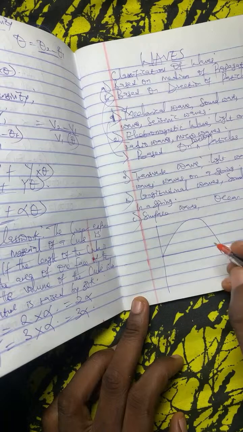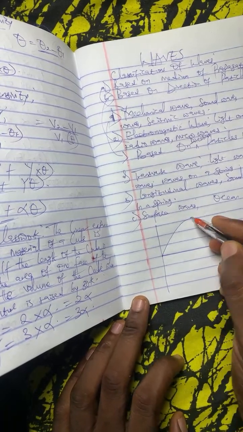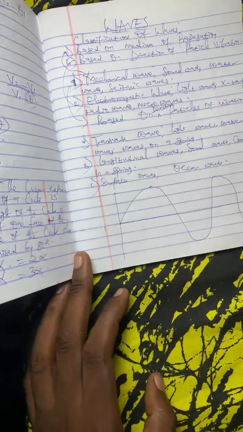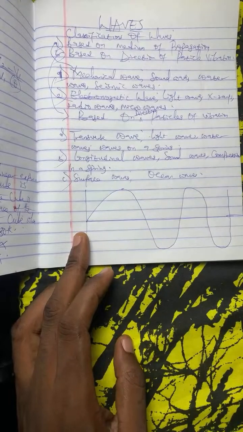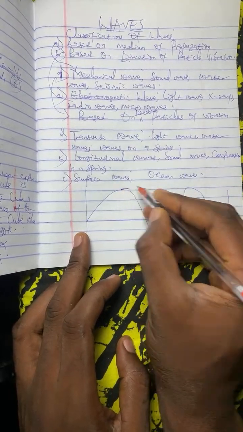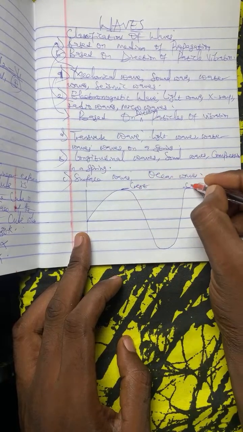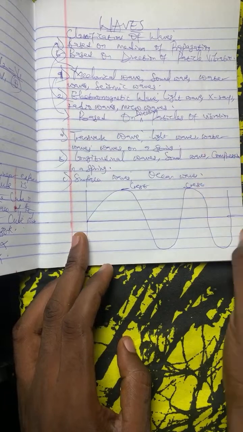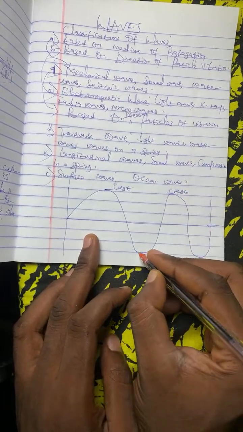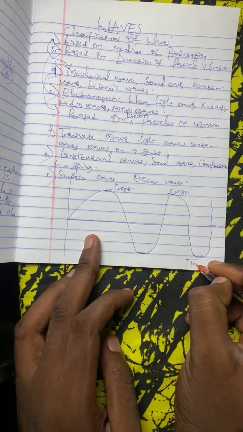Now, look up. This particular uppermost part of the wave, this is the direction of the wave. It's moving from left to right. This upper part is called a crest. Now, this downward part, remember, they must be on the same line, is called the trough.